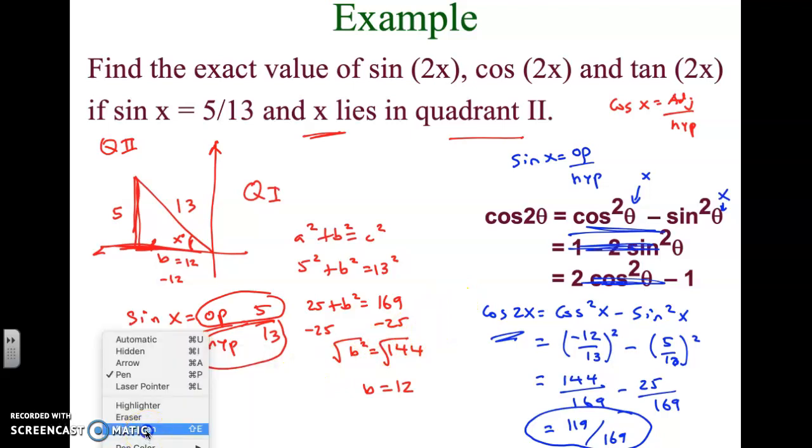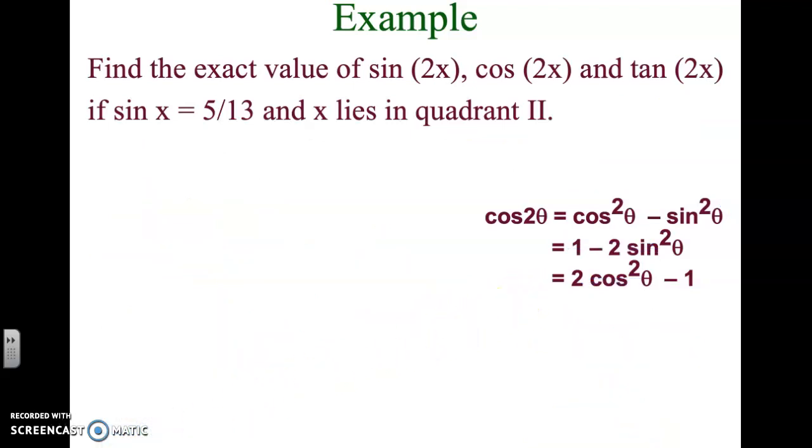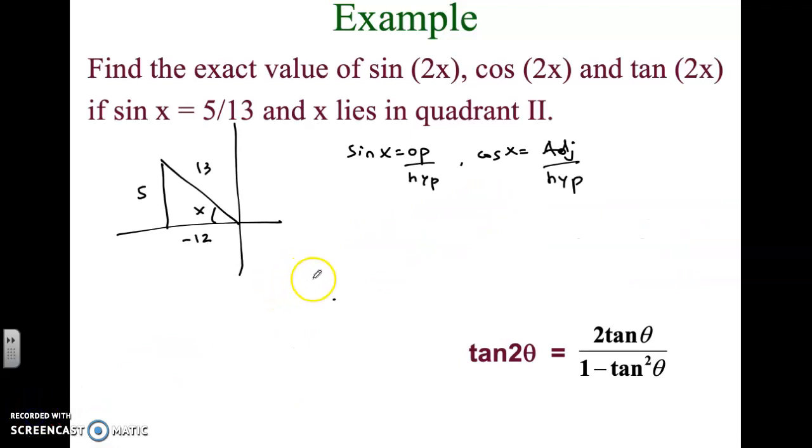Let's use tangent. Oh, I erased the whole thing. Okay, I brought back the triangle. So tangent of 2 theta is 2 tangent of theta over 1 minus tangent squared theta.